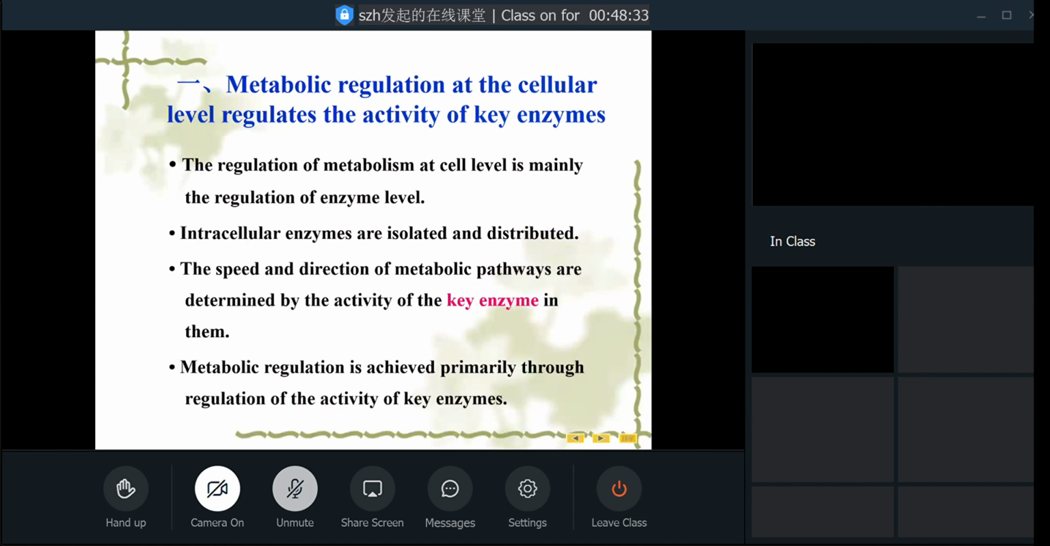On the cell level, regulation is of the activity of the key enzyme. We already studied the metabolisms of carbohydrate, lipid, amino acid and nucleic acid; it is in every pathway. We already regulated the activity of the key enzyme.